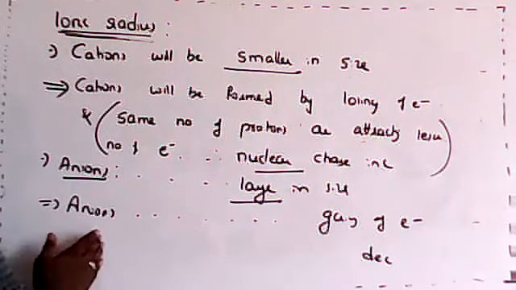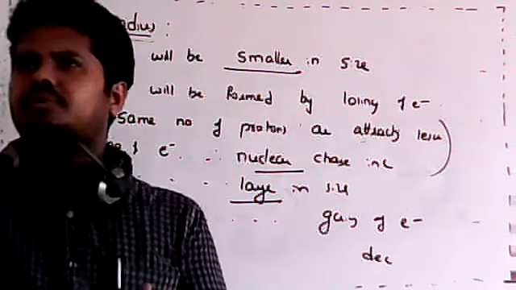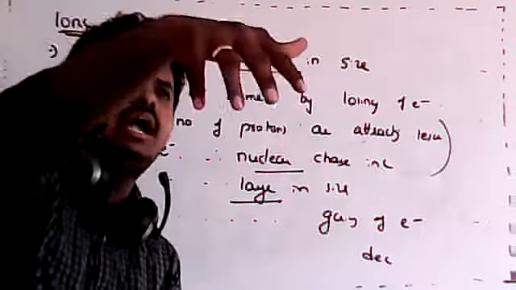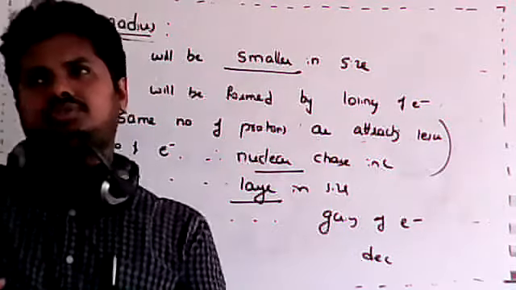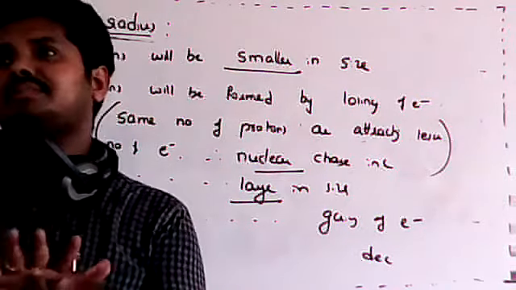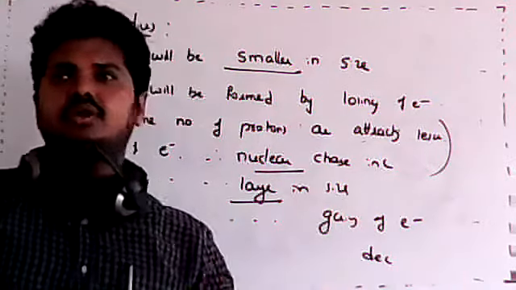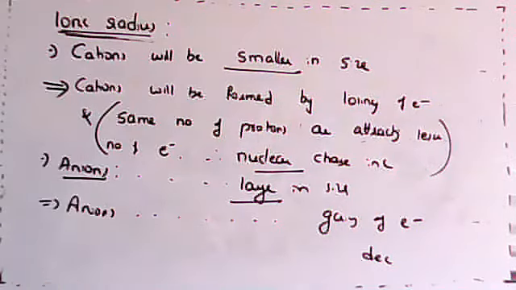The same chapati example I can take. If I have 10 chapatis and I have to distribute them between 10 students, each will get one. Imagine 3 students get added to this now. So each will get less than one chapati. At the beginning, they were getting one. Now after adding 3 students, 13 students have to eat 10 chapatis. Then each will get lesser chapati, right? So in the same way, nuclear charge decreases. That is the reason the anion will usually be larger in size.